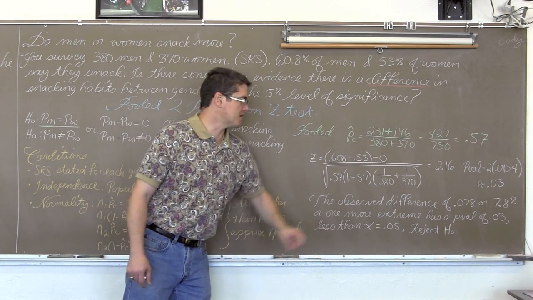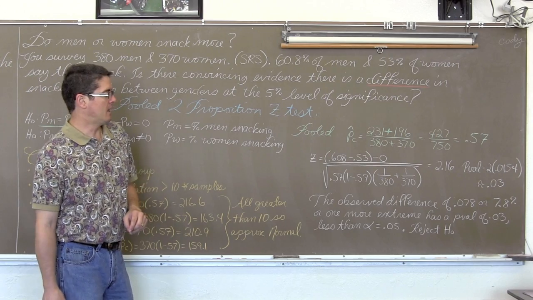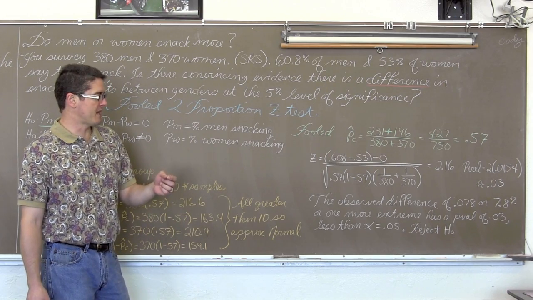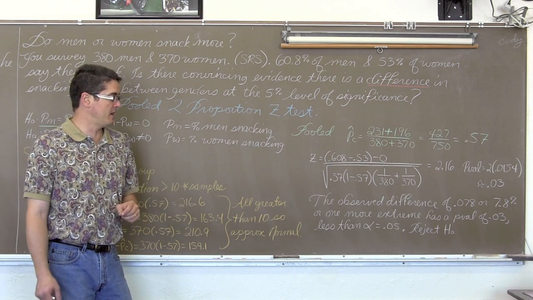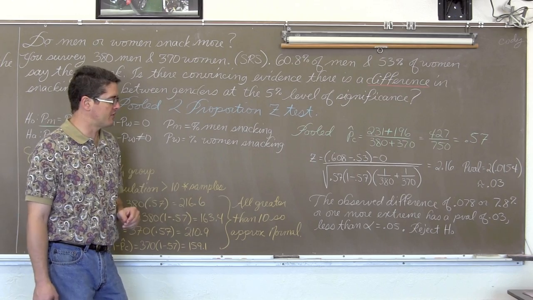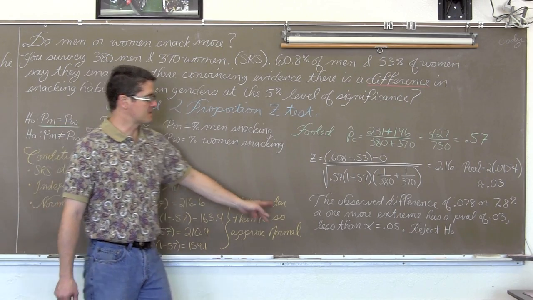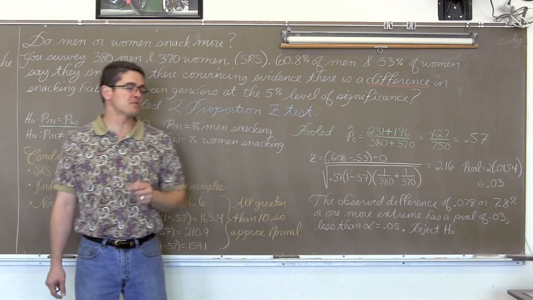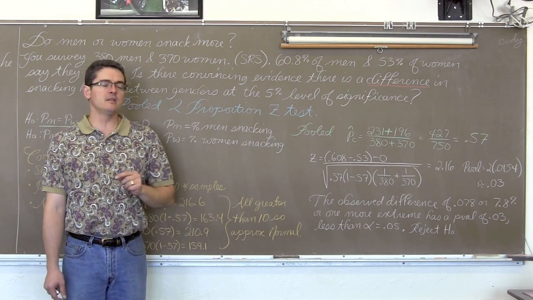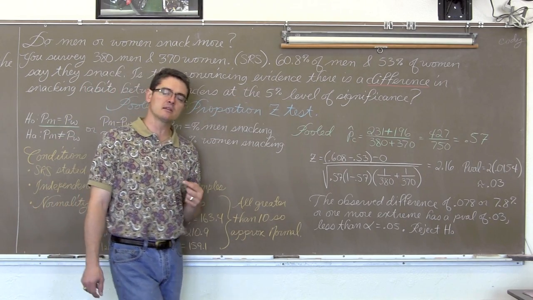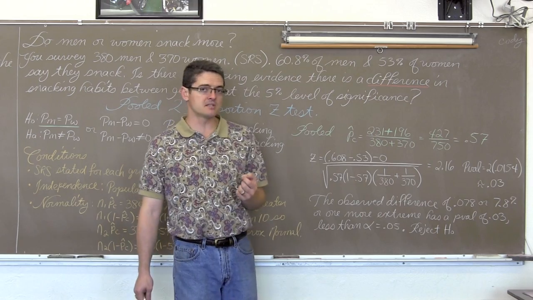The observed difference of 0.07 or 7.8%, or one that's more extreme, just giving you the exact definition of p-value, has a probability of 3%. This is less than the level of significance of 5% stated in the problem, and thus we reject H sub 0. We reject that the snacking habits are going to be the same.